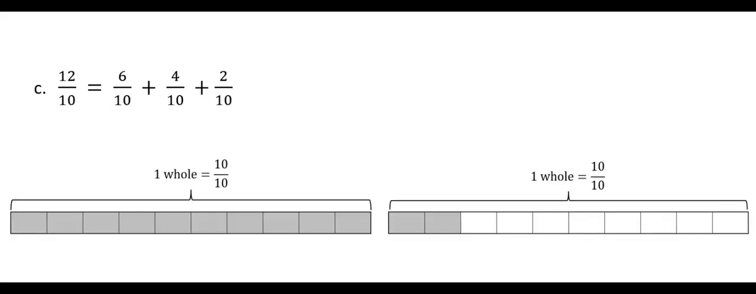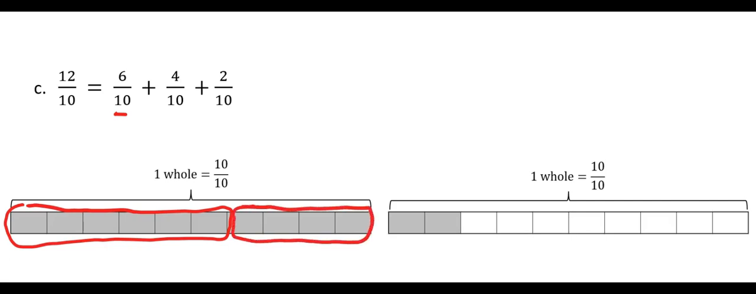When I have a fraction like 12/10 in this problem, that tells me that I have more than one whole because my numerator is greater than my denominator. I'm going to break the 12/10 into 6/10. So I'll start by circling 6 of the tenths, and then 4/10. So I'll circle those, and then 2 more tenths. 12/10 can be decomposed into 6/10 plus 4/10 plus 2/10. And again, we can see how we have more than one whole because our numerator is greater than our denominator.